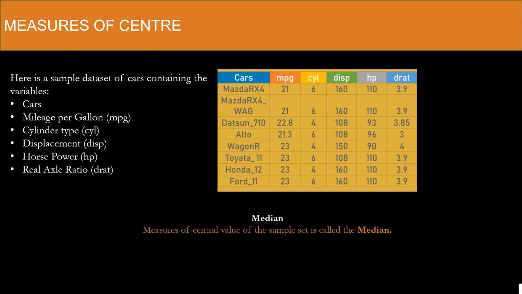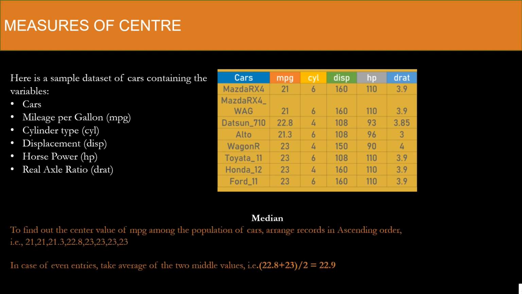Now let's understand what median is with an example. Median is a measure of the central value of a sample set. You can say that it is the middle value. So if we want to find out the center value of the mileage per gallon among the population of cars, first we'll arrange the MPG values in ascending or descending order and choose the middle value, right?